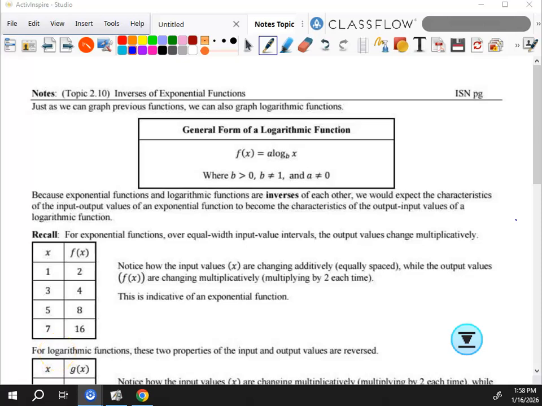So this is inverses of exponential functions, which we talked about yesterday. What's the inverse of an exponential? Logs. So we're really just talking about logs. And this is going on page 67 when we're done.